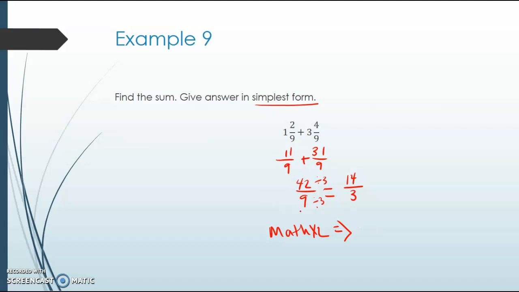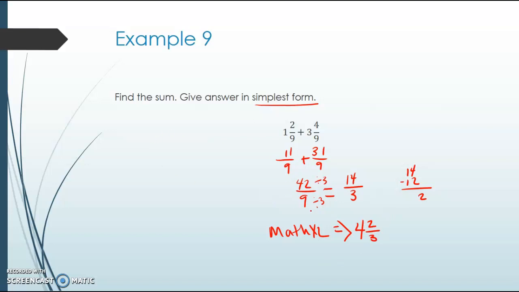And so we can either do it with the 42 ninths, how many times does 9 go into 42? Or since we've already simplified it, we can do it with the 14. It's going to be the same either way. So I know 3 divides into 14 4 times. So then I have the 14, 3 times 4 is 12. So we're going to subtract, and I end up with 2. So I get 4 and 2 thirds.